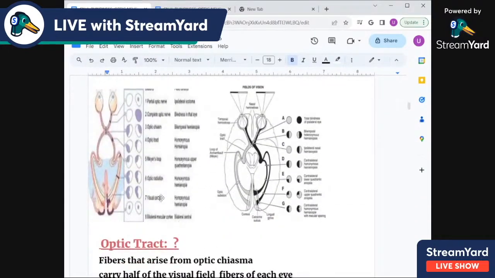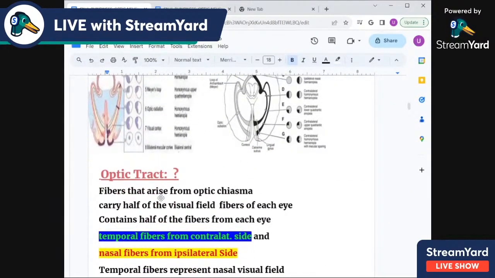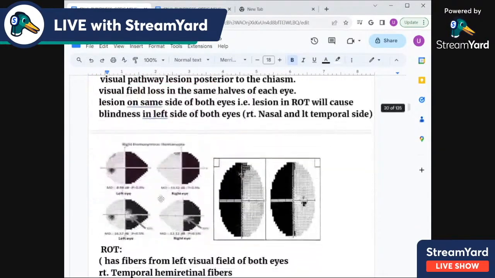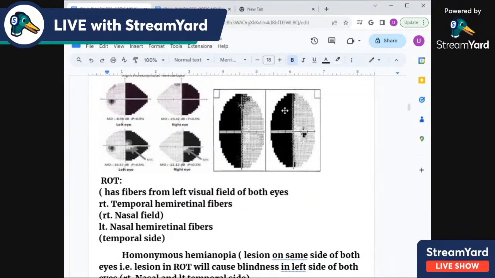And then we did the optic tract. I already told about optic tract lesions: the right optic tract lesion causing left side blindness in both eyes, that is homonymous hemianopia, and the left optic tract lesion causing right-sided blindness. The optic chiasma lesion caused heteronymous hemianopia, right side of the right eye and left side of the left eye.